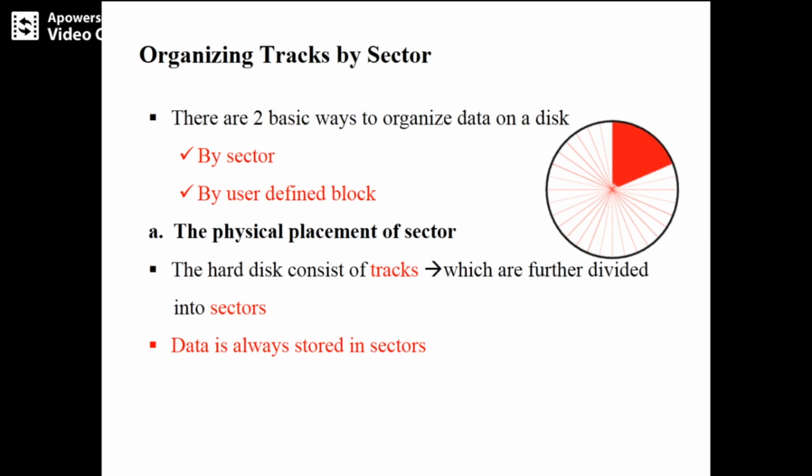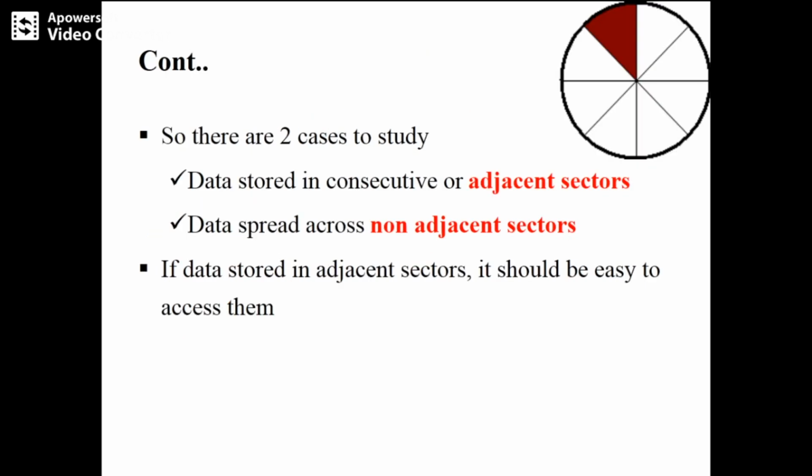We all know that the hard disk carries a number of tracks, and each track is further divided into several sectors. The data will always be stored inside the sector. Sector is the smallest unit which will carry the data. So how exactly is that data stored in the sector? How exactly have we organized the sectors inside the track? That is what we are going to study now.